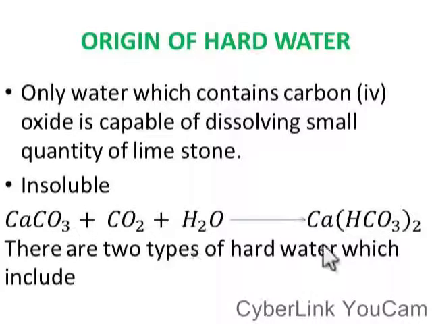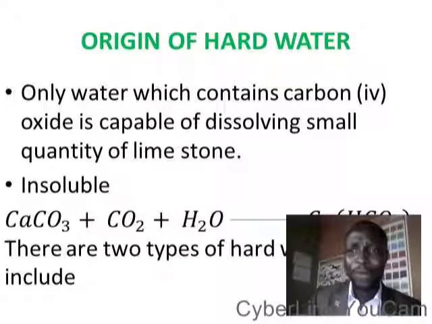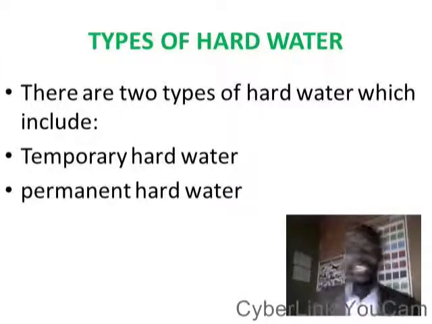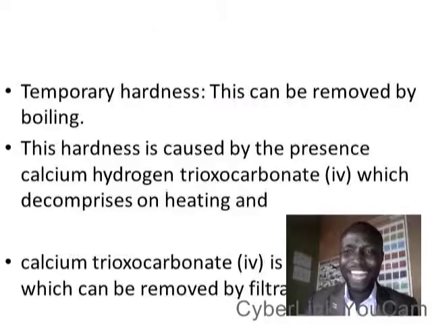There are two types of hard water, which include, number one, temporary hard water and permanent hard water. What are the two forms of hard water? Number one, temporary hard water. Number two, permanent hard water.